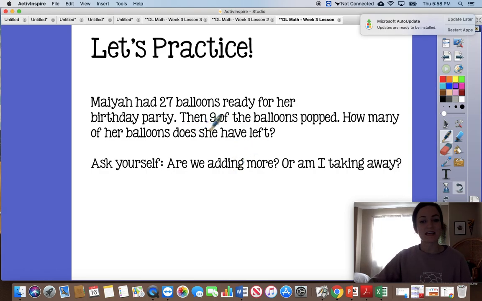Because it says 9 of the balloons popped. Well, they popped, they're gone, right? So we started with 27 balloons, but 9 of the balloons popped or went away. So we're going to subtract. We're taking away. Okay, so when we subtract, remember we always have to start with the bigger number. We're starting with our total. So Maya started with 27 balloons, but then we need to take away those 9 balloons that popped. Okay, so 27 minus the 9 that we're taking away.